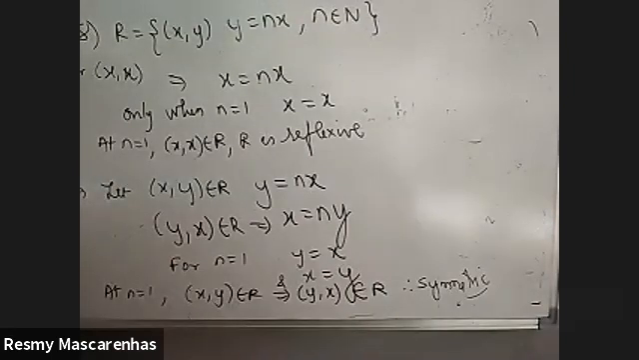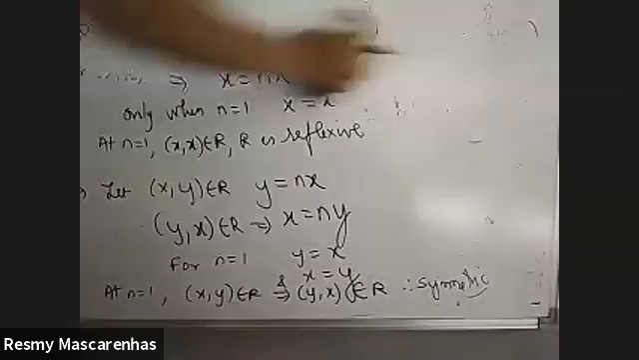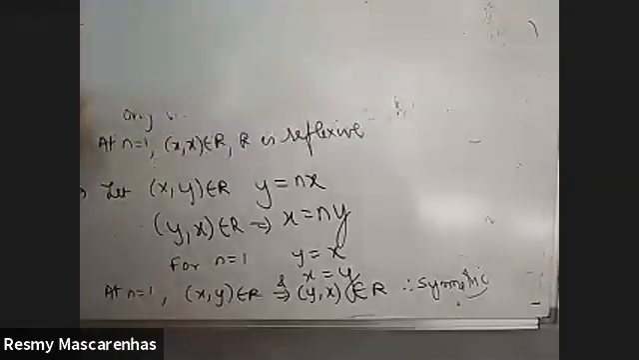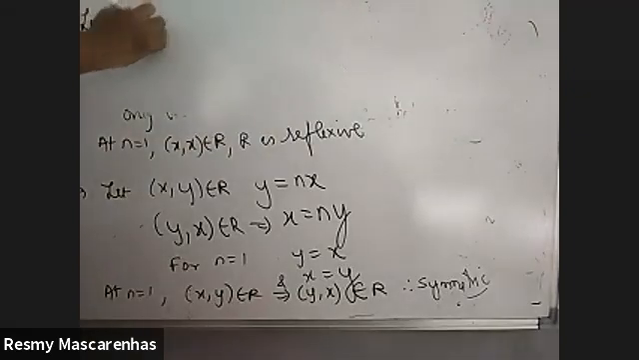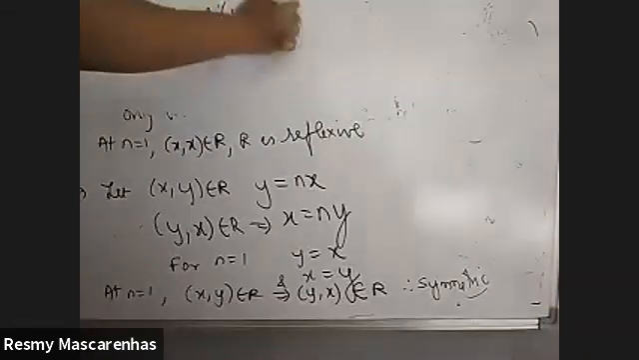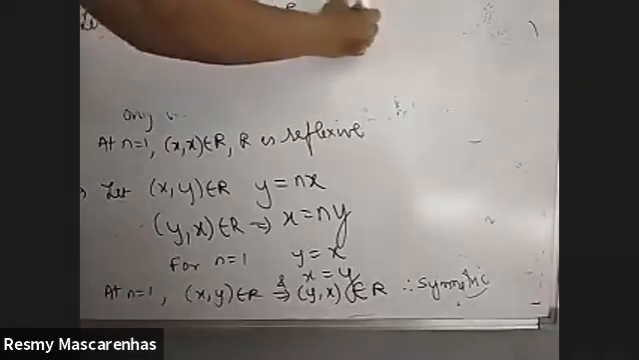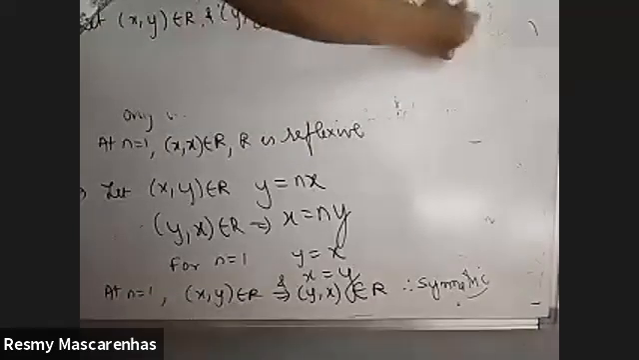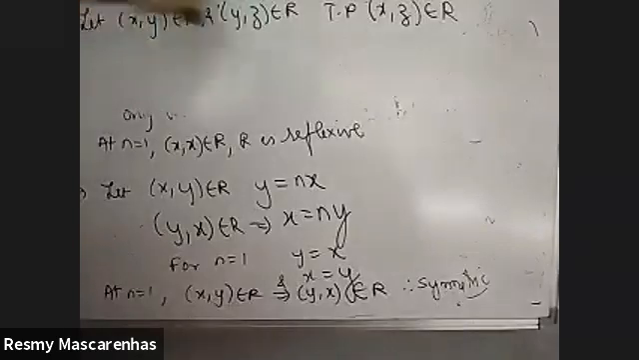And now the third one, transitive. So you'll have to introduce another letter, Z. Then (x, y) belongs to R and (y, z) belongs to R. Now to prove (x, z) belongs to R. You have to prove (x, z) belongs to R.